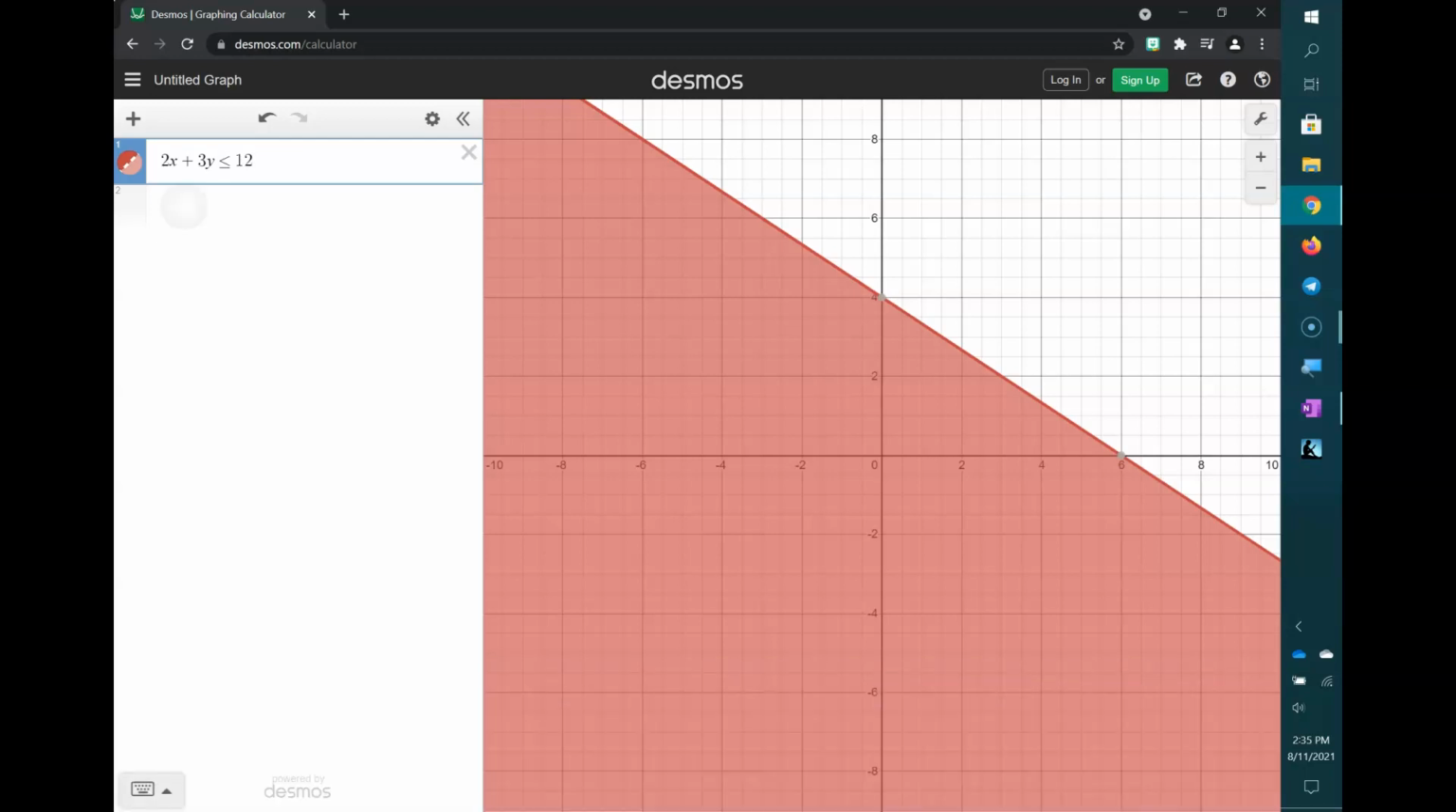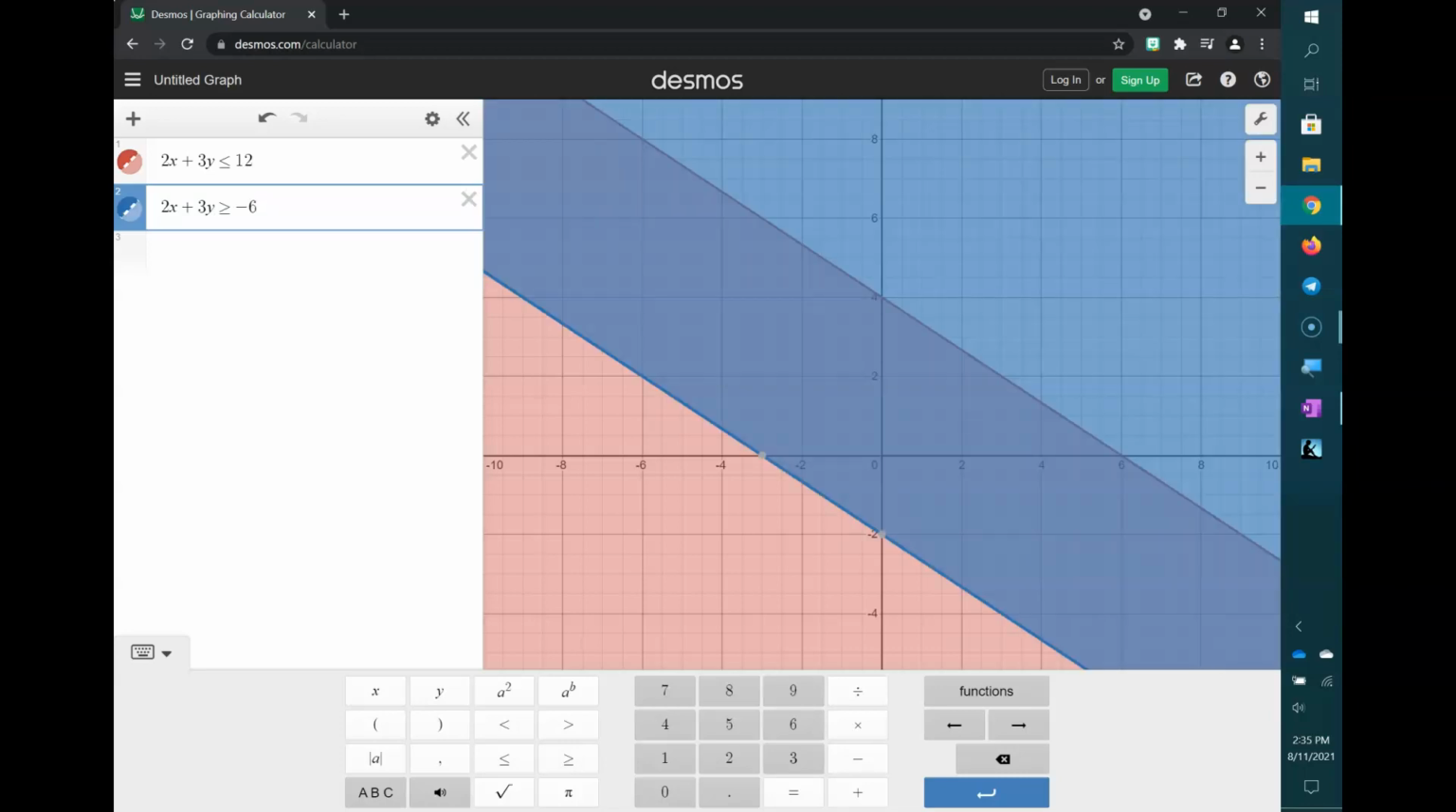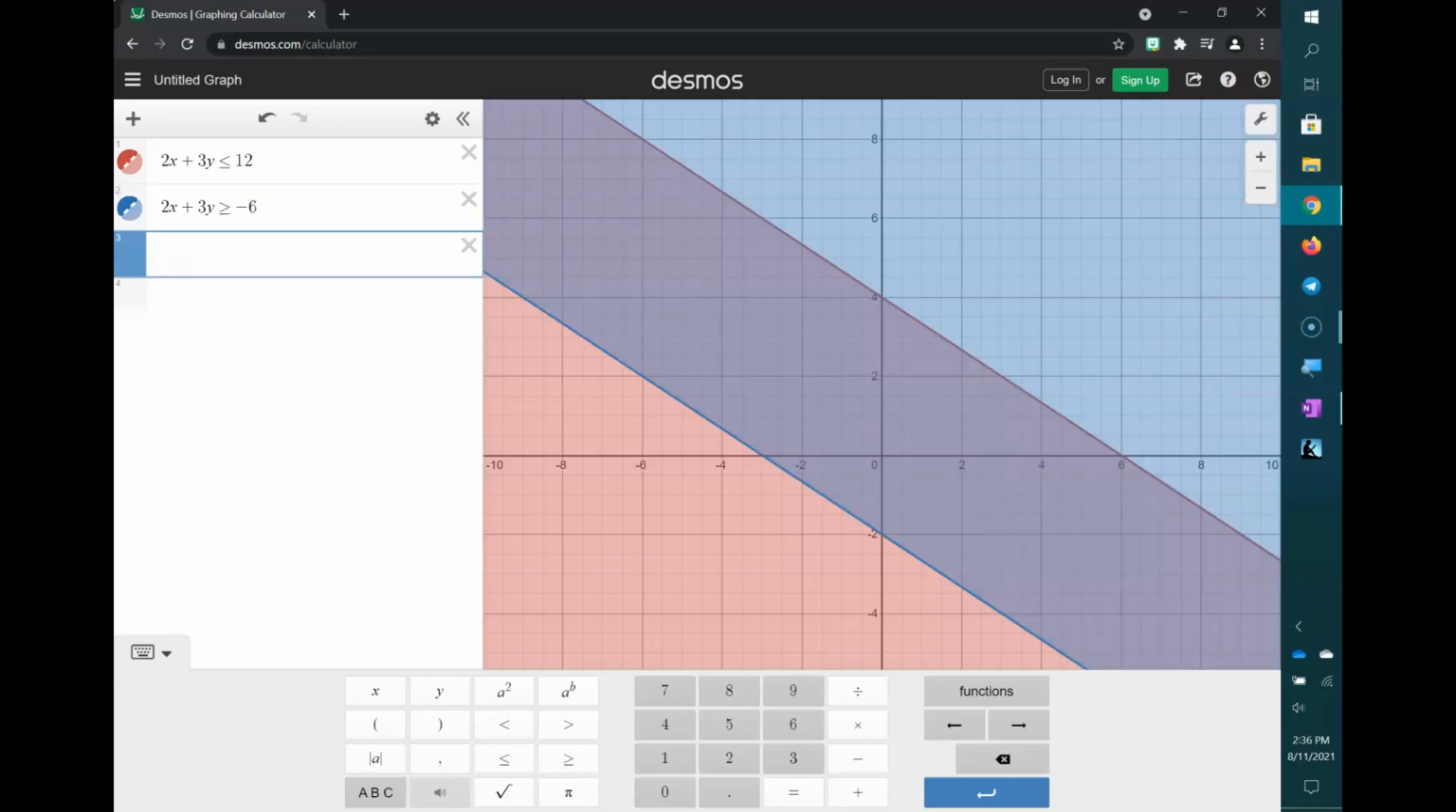So then the next one I have here is 2x plus 3y, and I want greater than or equal to -6. So now see the part that's double shaded. So the part that's red only, not part of the solution. Blue only, not part of the solution. Only the part that's purple in the overlap is now part of the solution.